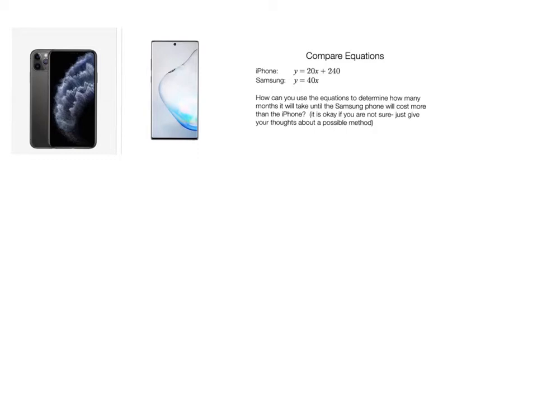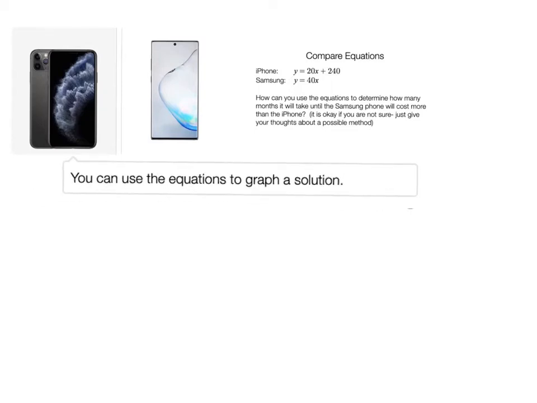The two equations were y equals 20x plus 240 for the iPhone because it has a down payment of 240, and for the Samsung y equals 40x for $40 every month. And pretty much everyone said they knew that the iPhone was more expensive at first. And when I asked this final question, how can we use the equations to find out when and if which phone would be more?